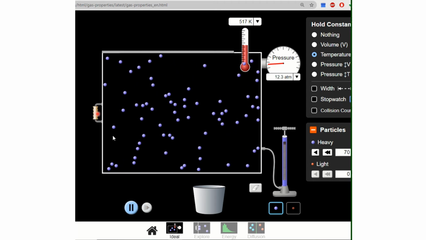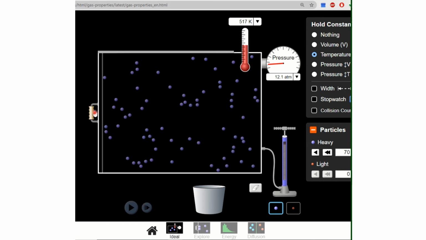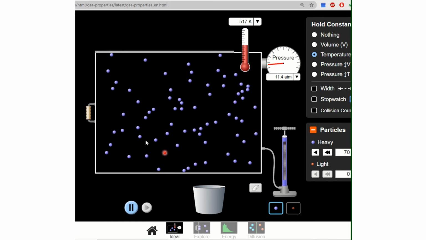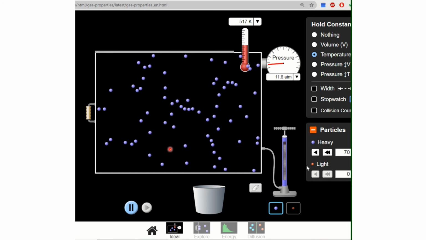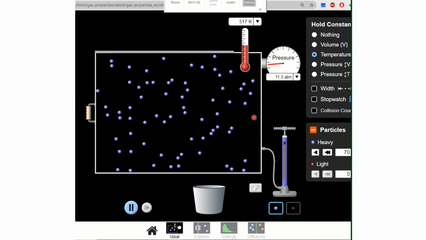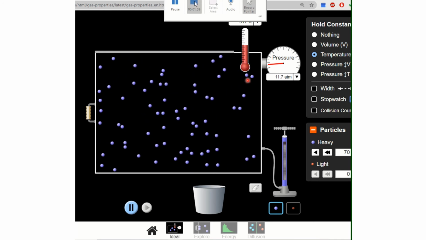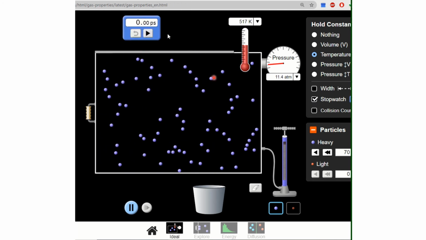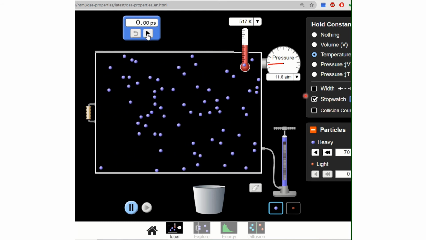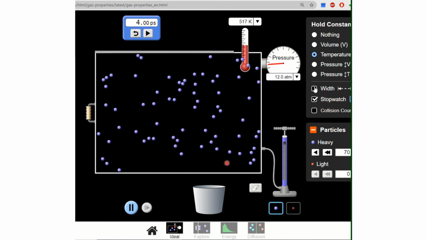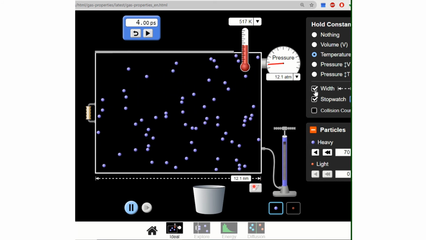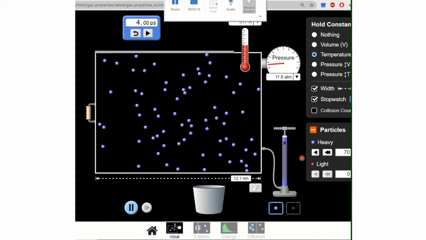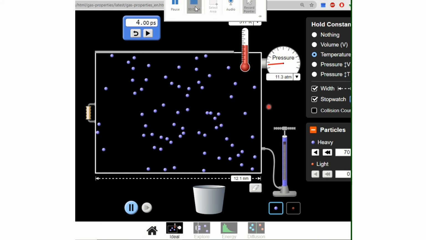This is how you increase volume. You just pull this little handle to the side, and it will increase the volume of the container. There are some other things you can adjust. You can pull up a stopwatch to see how much things change over time. Here it actually gives you the width of the container. There's a lot you can play around with, but just keep it simple. Remember, hold two things constant, and then you can look at the other two in that relationship that you're examining.